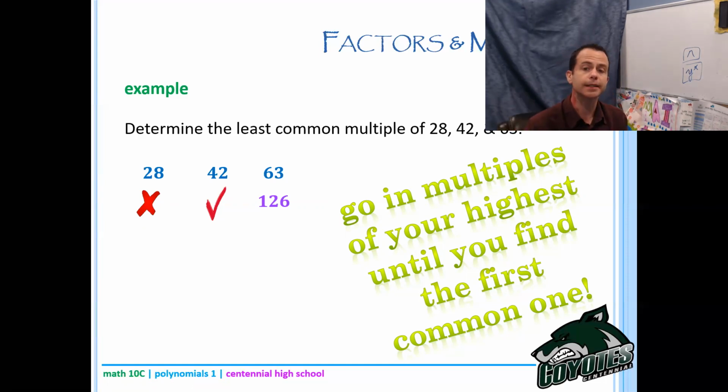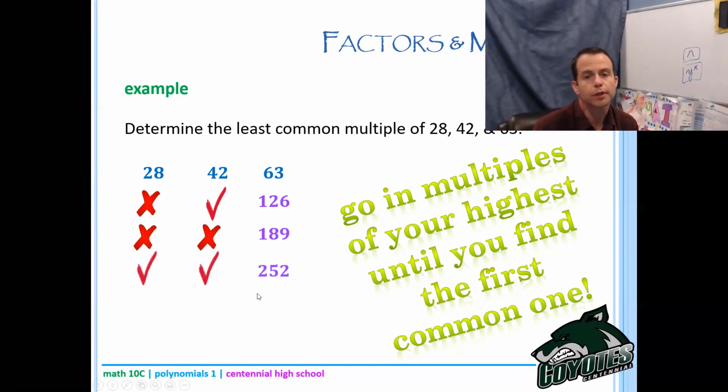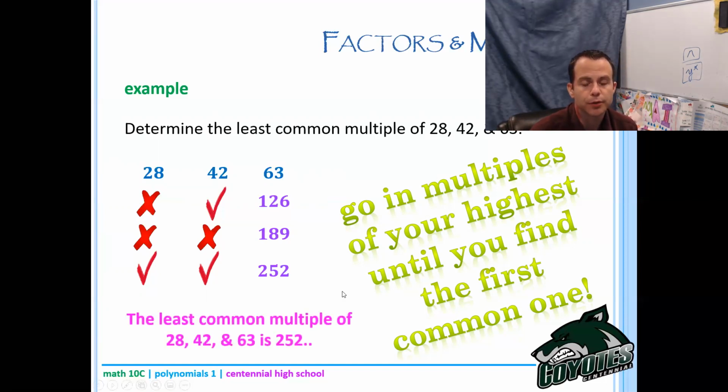So I go to my next multiple of 63, which would be 63 times 3, which is 189. That does not work for either of them. Okay, so I just go 189 divided by 42, 189 divided by 28. So then I go to my next multiple of 63, which is 63 times 4, and 252 works for both of them. So when I go 252 divided by 42, I get a natural number. And when I go 252 divided by 28, I also get a natural number. Okay, so 252 is the least common multiple for those three numbers.